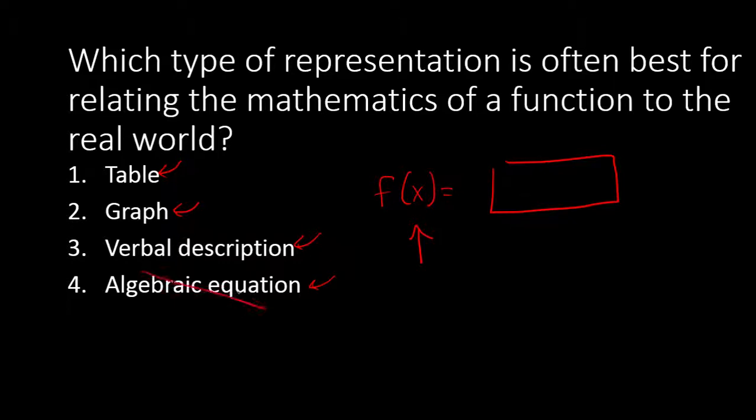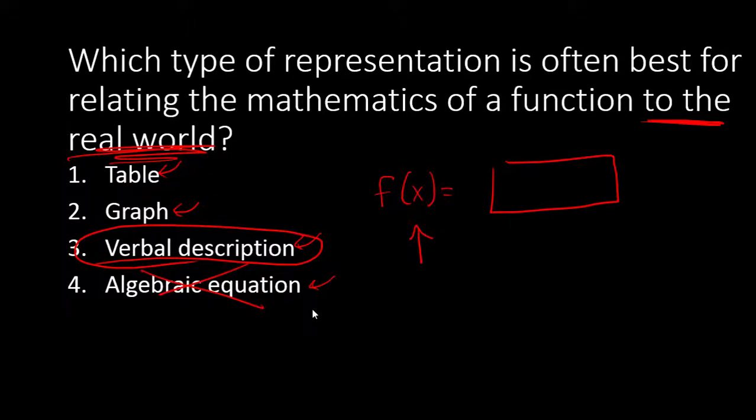Now notice that algebraic equation doesn't even make sense because we already have a function, so why would we write it as another function? That doesn't make sense. I could make a table, so visually that might make some sense, but does it really explain the function? Kind of, right? It does explain some behavior. Same thing with graph, it does give you a good visual. But verbal description is going to be the best way to relate the mathematics of a function to the real world. Okay, that's the key word. So a table might explain, a graph might explain the function, but are you relating it to the real world?